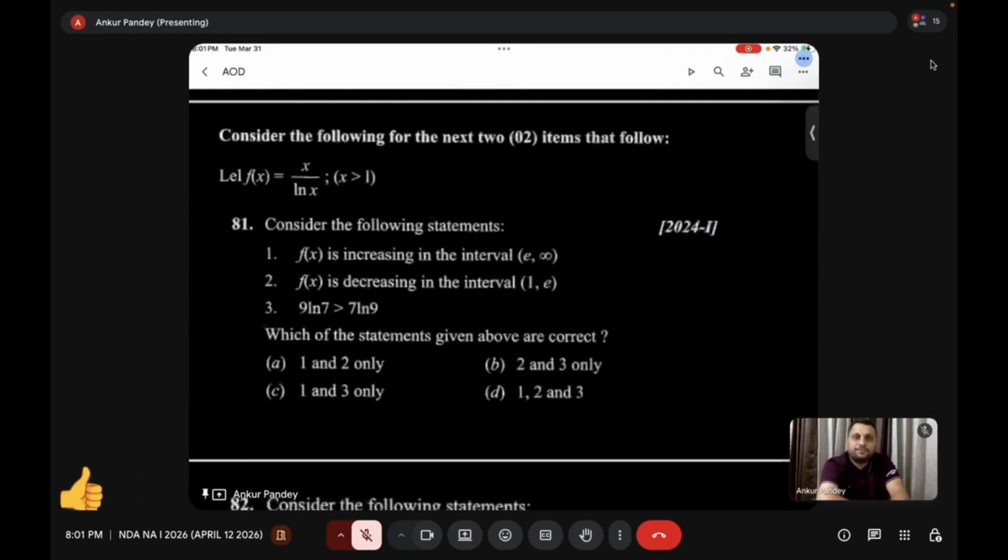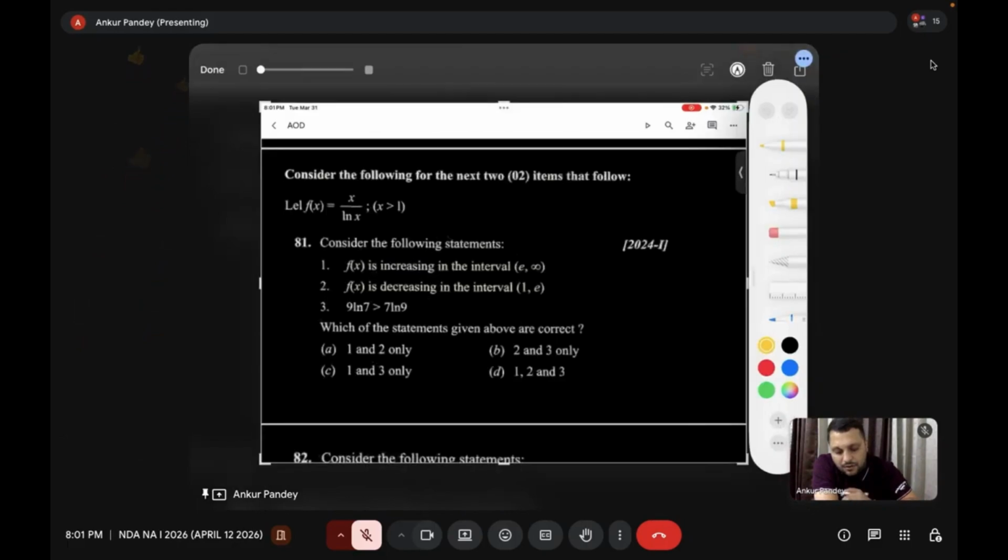Read the question. So they have given you the function, x is greater than 1. That is the basic definition of log. Clear? Because log 1 will be 0. In this case, the denominator cannot be 0. That's fine. Are we clear? The first question is asking about increasingness and decreasingness. Let's do that, because anyway for maxima and minima also we will have to do first differentiation. Yes or no?